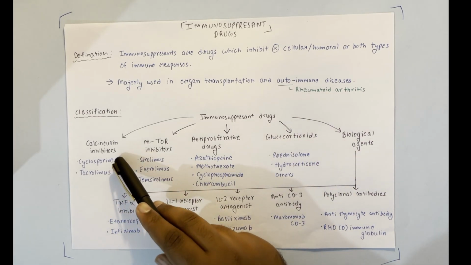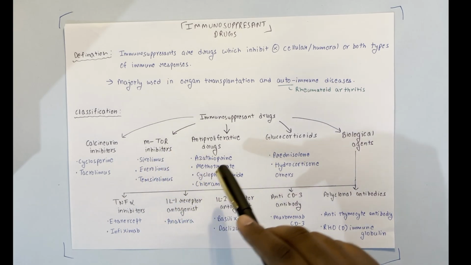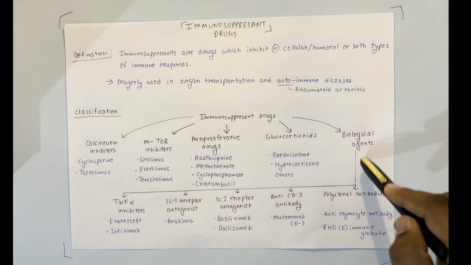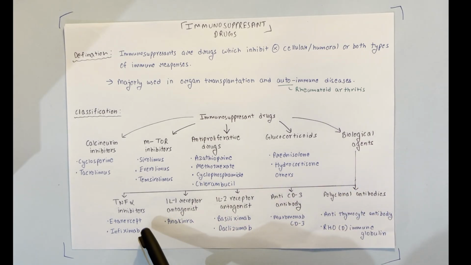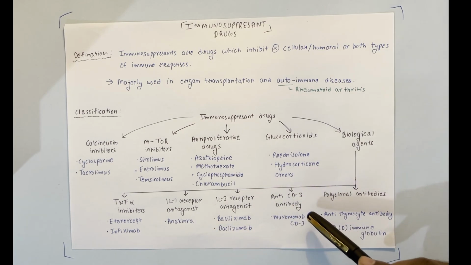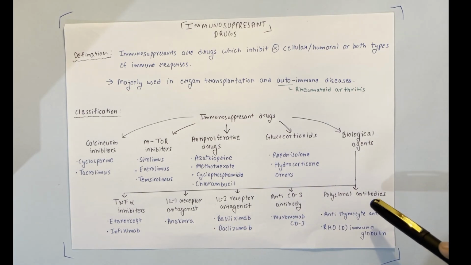Classification: immunosuppressant drugs are classified into calcineurin inhibitors, mTOR inhibitors, anti-proliferative drugs, glucocorticoids, and biological agents. And these are the respective drugs for these respective classes. And at the bottom we have all the classification for biological agents, which are TNF alpha inhibitors, interleukin 1 receptor antagonist, interleukin 2 receptor antagonist, anti-CD3 antibody, and polyclonal antibodies.